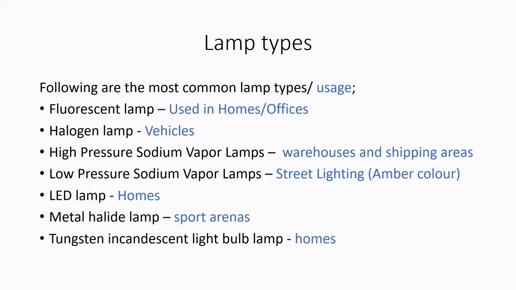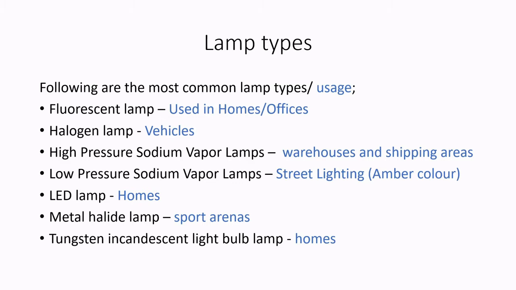Here we are going to talk about various lamp types available. Following are the most common lamp types available in installations and where those lamp types are especially used. So you all know fluorescent lamps, right? There are two types, the tube type and the compact type. Mostly these are used in homes and offices.